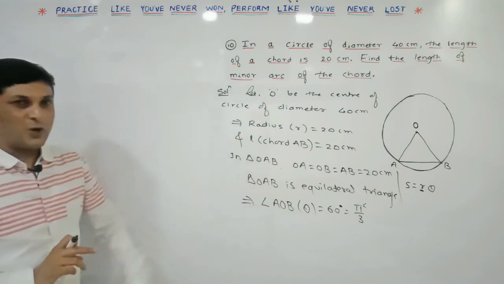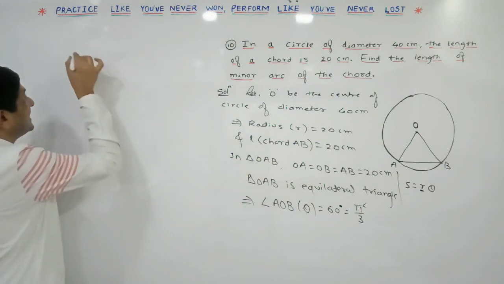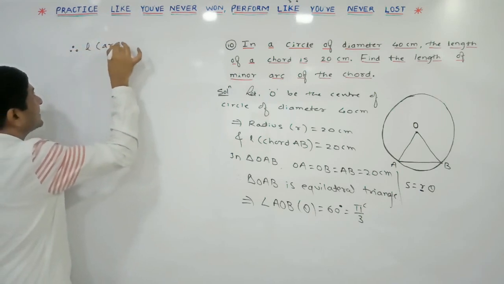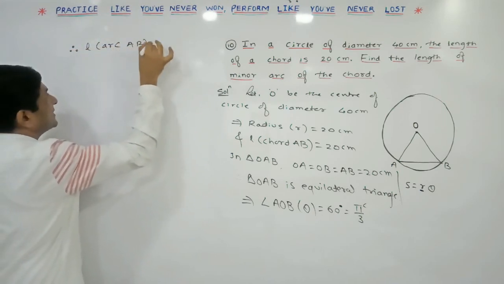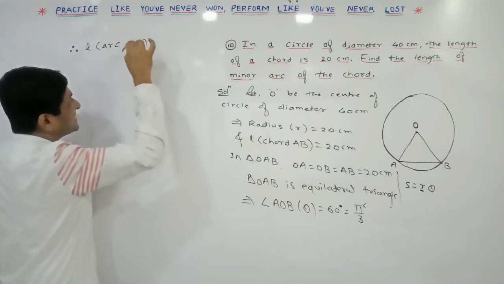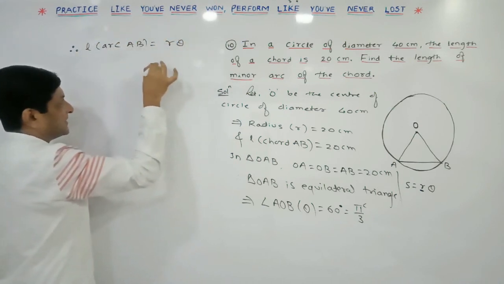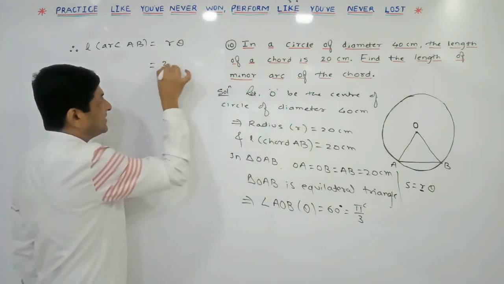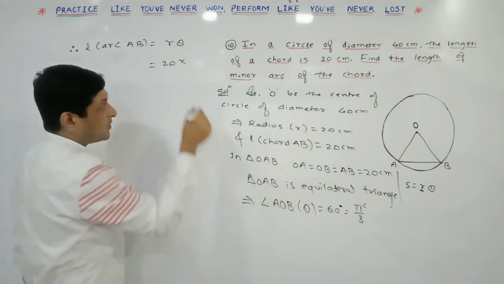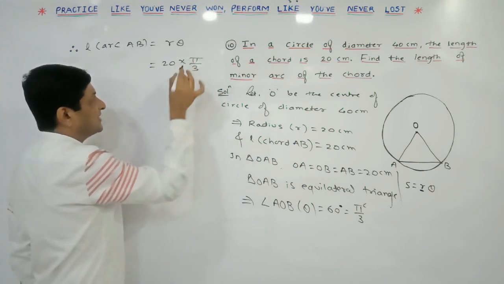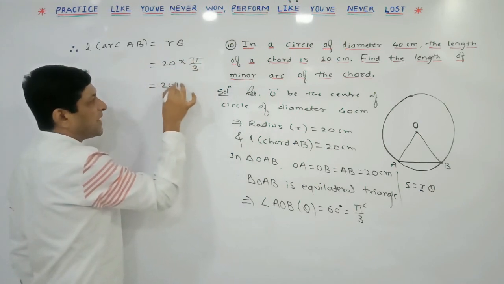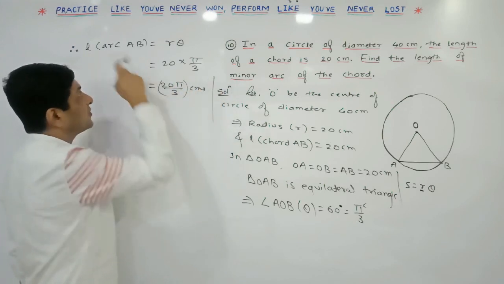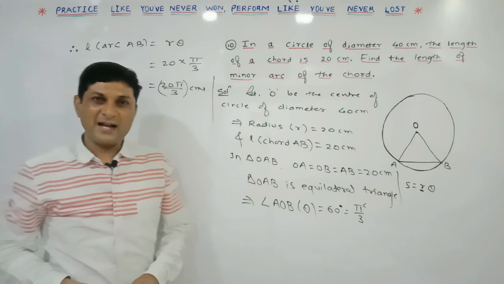Now applying that formula, we are trying to find the length of our required arc. So length of arc AB is equal to, what is the formula? Length of arc means S. S is equal to R theta. The value of R is already known to us, which is 20, into theta. Just now we got the value of theta as pi by 3. So which is equal to 20 pi by 3 centimeters. In this way we have got the length of our required arc.